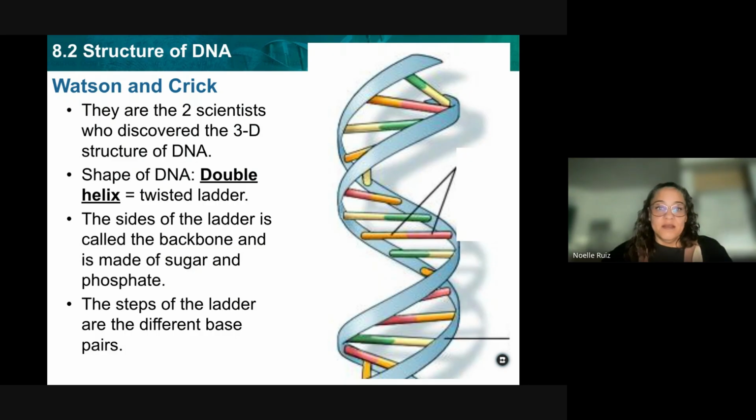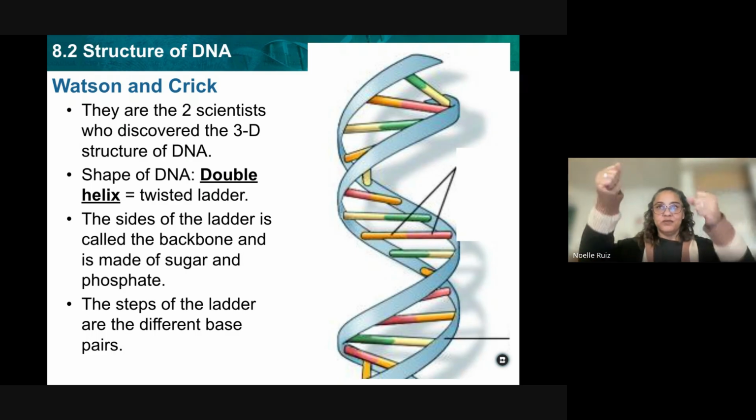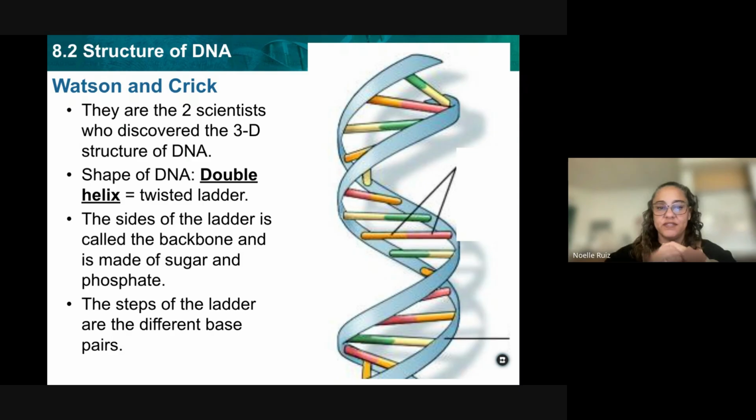If you're imagining yourself climbing a ladder, the sides, the part you would hold on to, are called the backbone, and it is made of sugar and phosphate, the deoxyribose and the phosphate. They repeat: sugar, phosphate, sugar, phosphate, all the way up. The steps of the ladder, the part you would step on in the middle, are the different base pairs: the A, the T, the G, and the C. And they pair in a very specific way. We will talk about that in a minute.